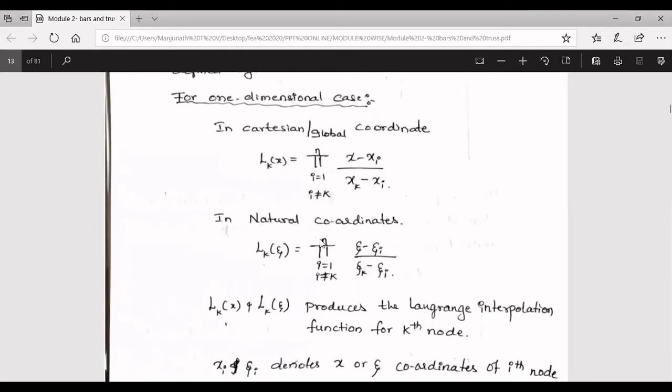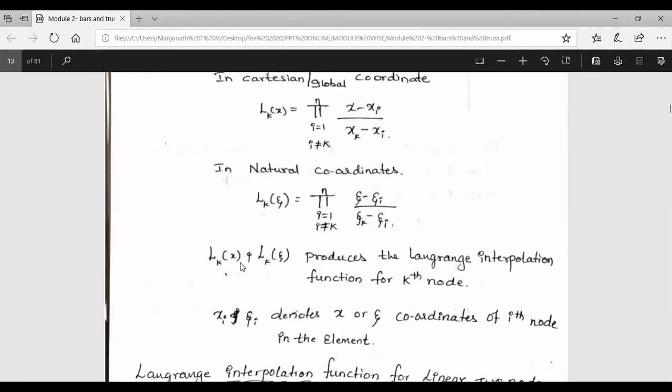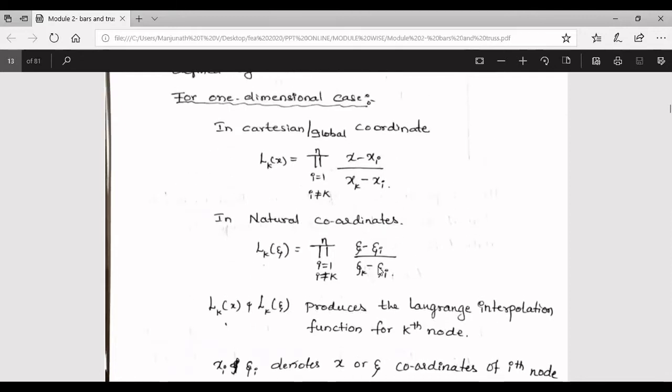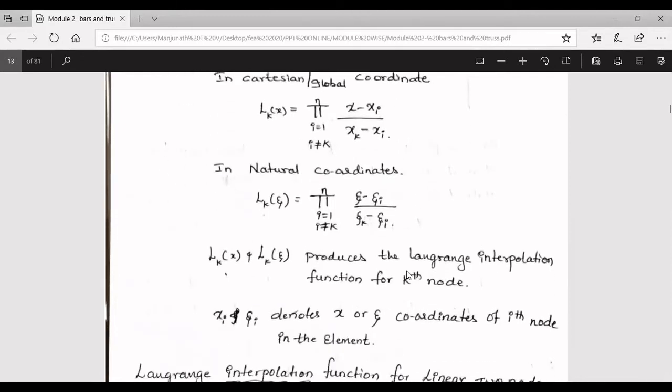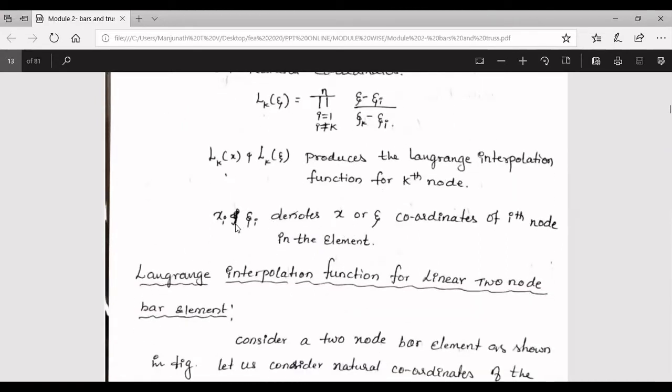Similarly, in natural coordinates, you can write Lk of zeta, which is equal to the product over i equal to 1, i not equal to k, to n, of (zeta minus zeta i) divided by (zeta k minus zeta i). This is in the natural coordinate system for the one-dimensional case, where Lk of x and Lk of zeta produce the Lagrange's interpolation functions for only the kth node. Where we require the shape function at the kth node only, we can use these functions. Here xi and zeta i denote the x and zeta coordinates of the ith node in the element.